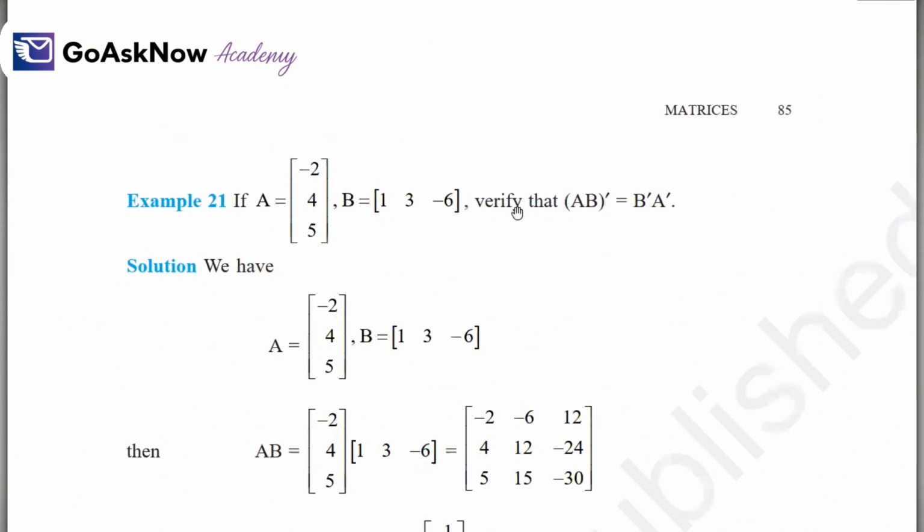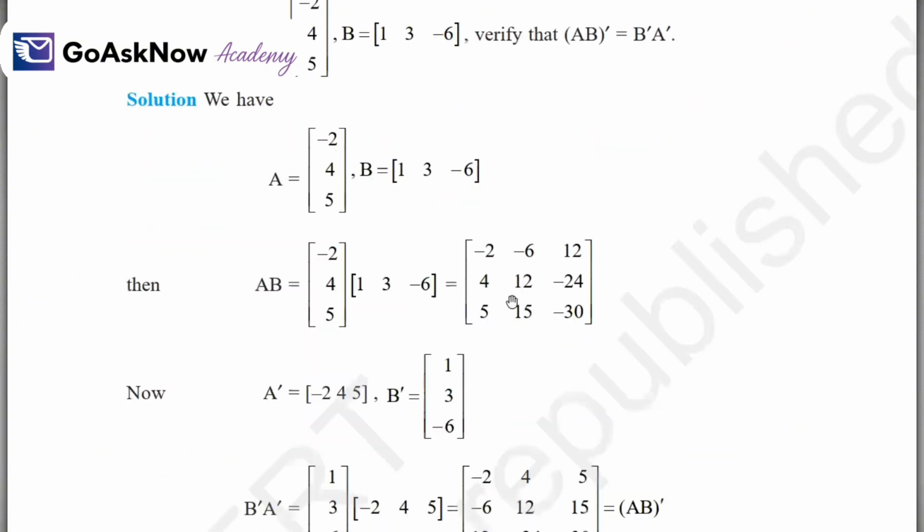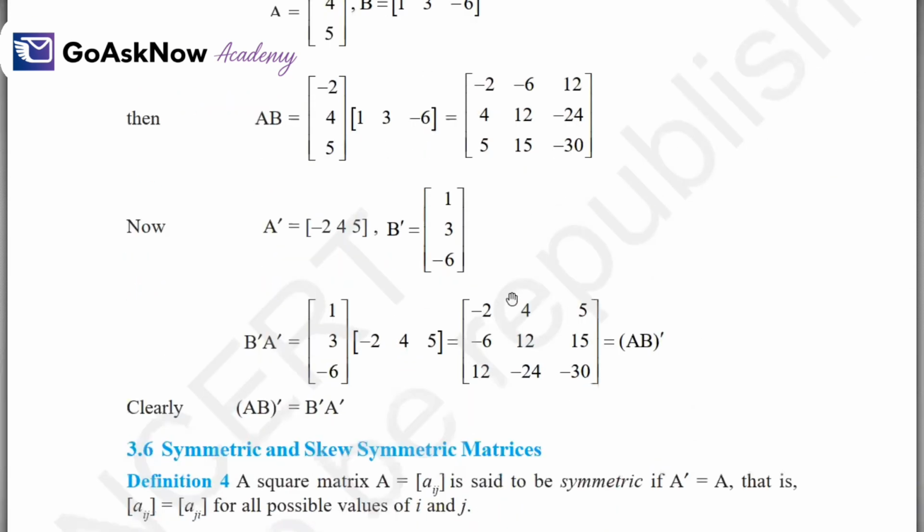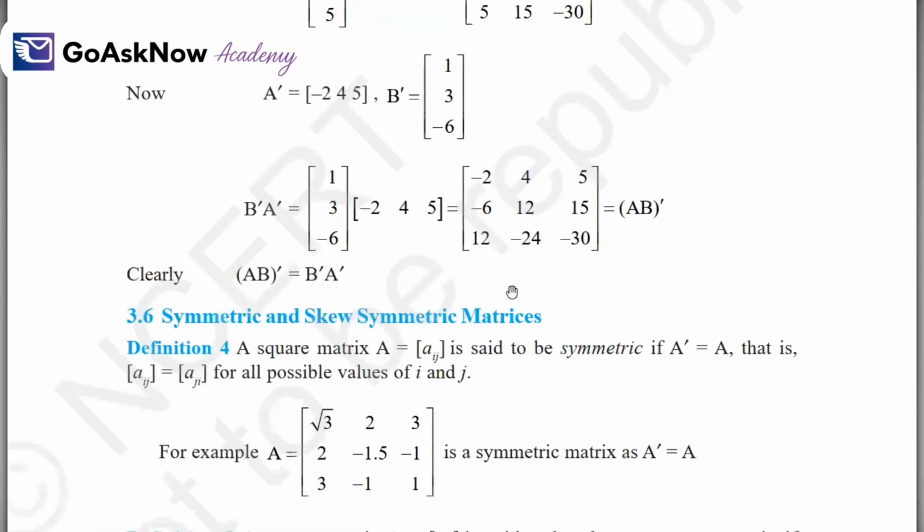Now, this is example 21. If A is equal to minus 2, 4, 5, B is equal to 1, 3, minus 6, verify that (AB) dash is equal to B dash A dash. So here we can verify this property by first multiplying A to B and then taking its transpose. And also we can find A dash, then B dash, and take the multiplication of B dash to A dash. We will get this result equal to (AB) dash only. So it is clearly proved that (AB) dash is equal to B dash A dash.